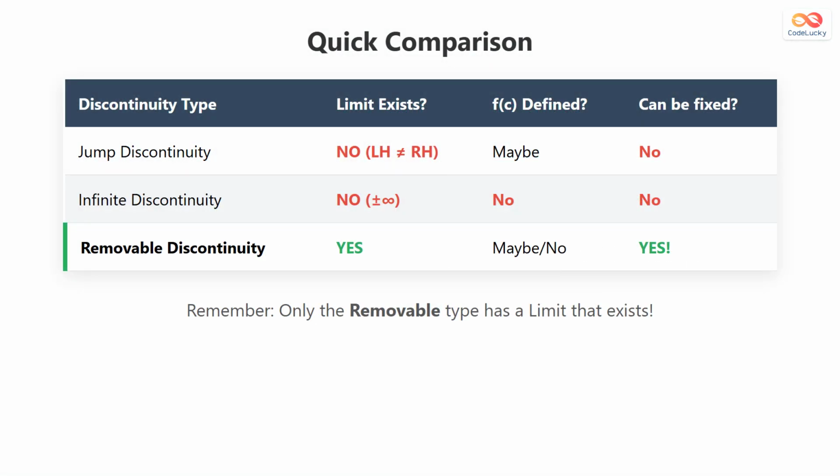Here is a quick way to spot them. Compare the three types. Jump and infinite discontinuities are permanent, limits do not exist there. You cannot just add a dot to fix a cliff edge. But removable discontinuities are special because the limit does exist. That is your key identifier.